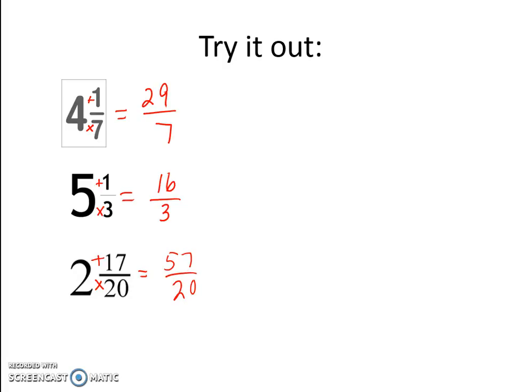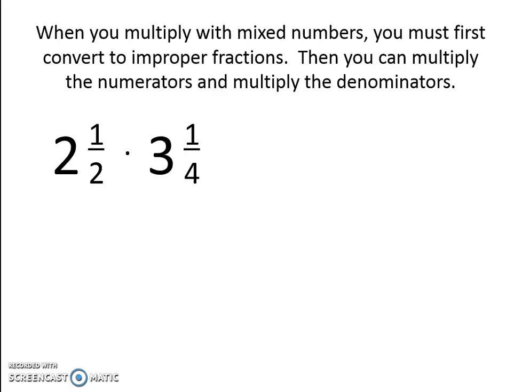So why is this important? Well, when we multiply with a mixed number, you have to first convert to improper fractions. Convert your mixed numbers to improper fractions. Then you just multiply like we've been doing all week. So, turn 2 1/2 and 3 1/4 into improper fractions.